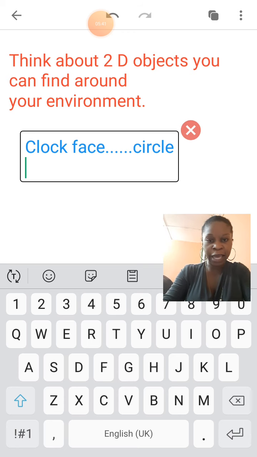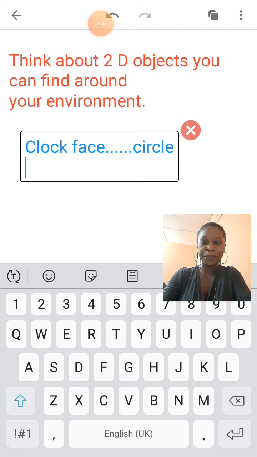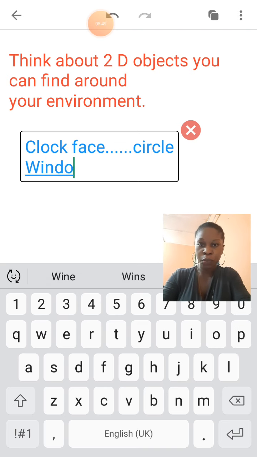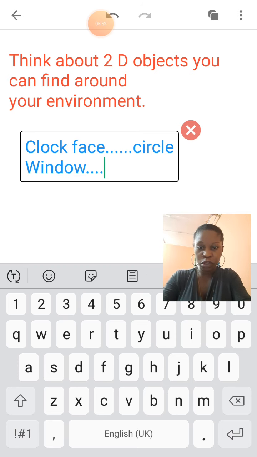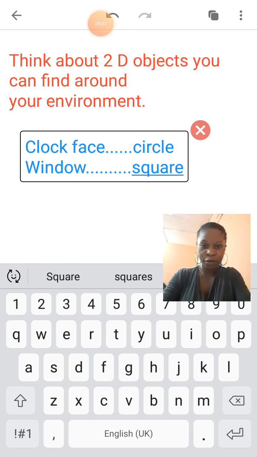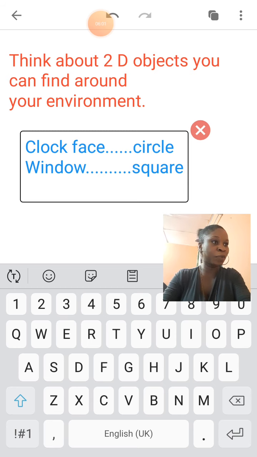Another shape again is my window. Yes, my window is square-like. So I have the window, and the shape for the window is a square. Hold on, Miss Paula. I also have what's on my table again?